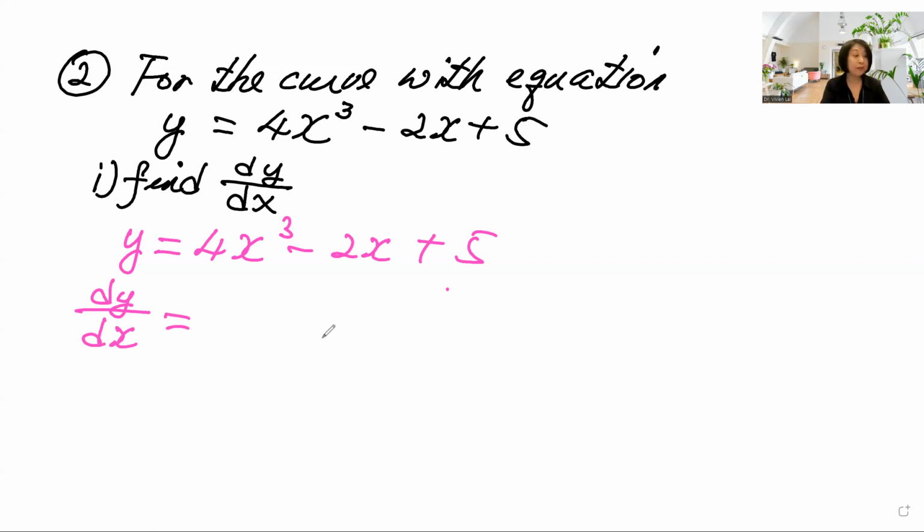Remember what are we going to do? We throw this index in front. Okay, we do this term first. Okay, throw it in front. 3 times 4 is 12x. And then what happens? The index minus 1. So it's 2. Okay, now go to the next term.